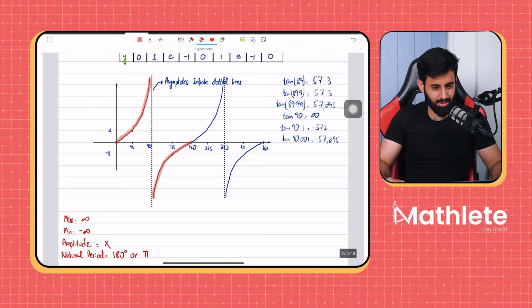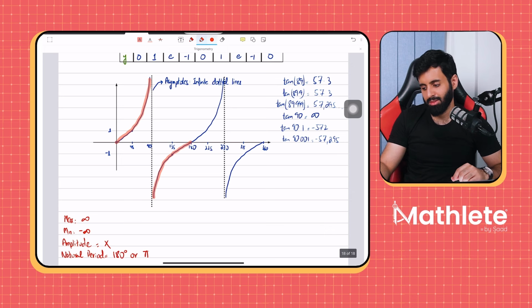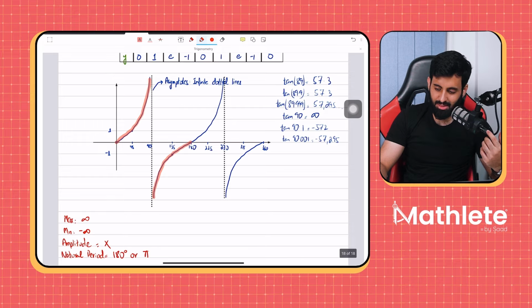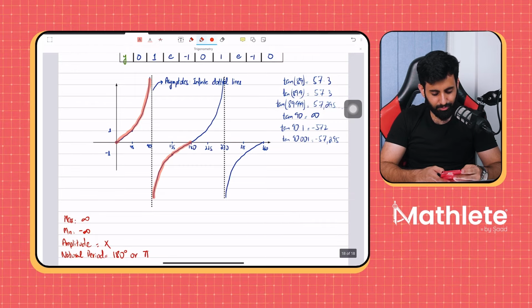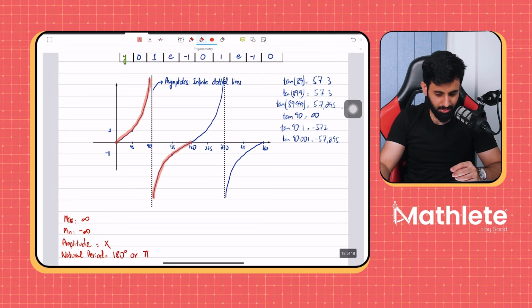Yes, you could do that, but infinity minus infinity, what is that going to be? It's not going to be zero if that's what you're thinking. Because it's not a fixed value, therefore we can't calculate it. If it was a fixed value, we would have been able to calculate it.